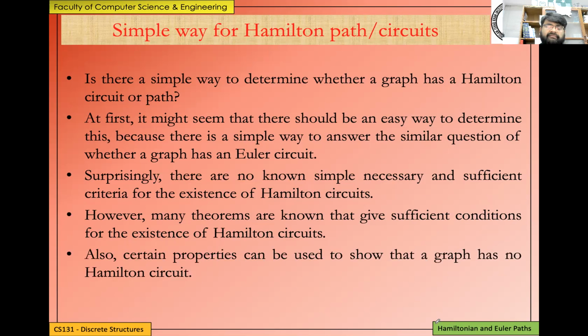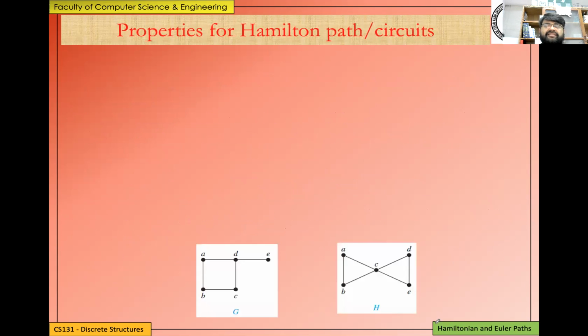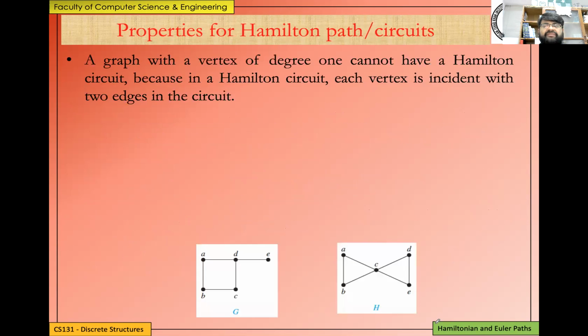Again, absence of these particular conditions can be used to show that a graph will have no Hamilton circuit, and we'll discuss these in a minute. So a graph with a vertex of degree 1 cannot have a Hamilton circuit, because in a Hamilton circuit, every vertex is incident with 2 edges in the circuit. So this is one of the particular properties. For example, this graph cannot contain a Hamilton circuit because it has at least one vertex with degree 1.